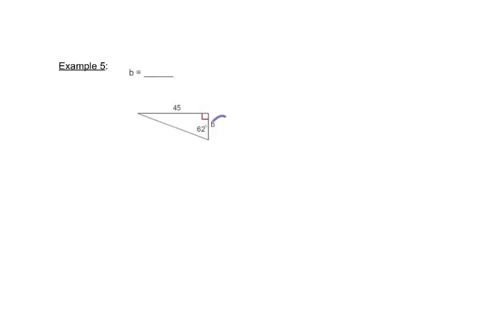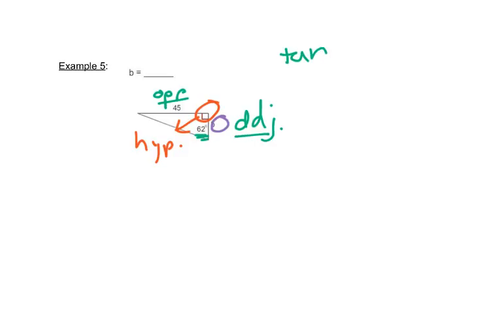So here we're trying to find B. Let's first of all look at our right angle because this tells us where the hypotenuse is. And then we're given this angle right here is 62, so the 45 would be opposite, and the B would be adjacent. We're looking at opposite and adjacent, those are the two sides that are marked, so we're going to use tangent again. So tangent of 62 is equal to opposite over adjacent.